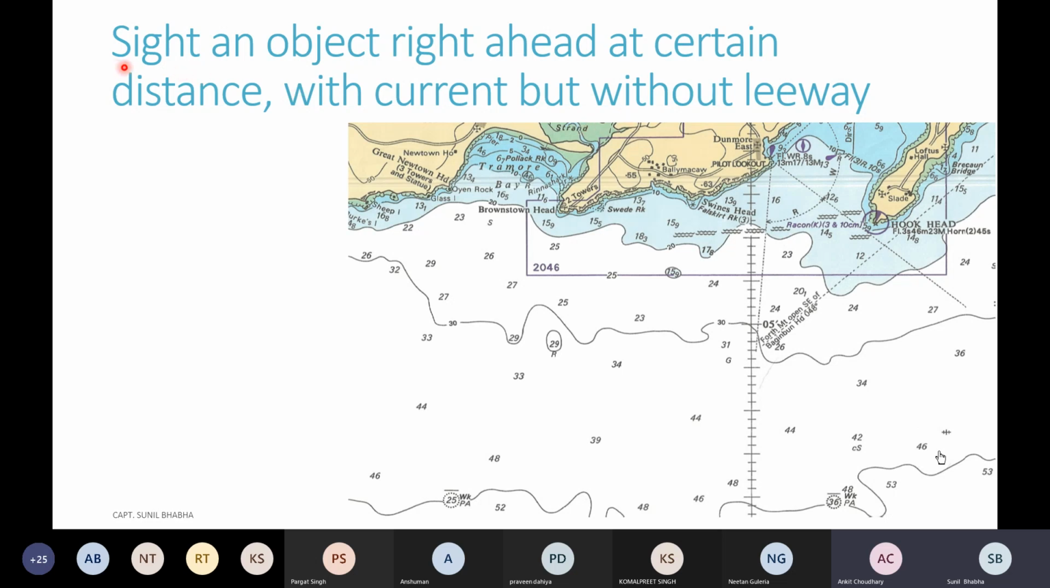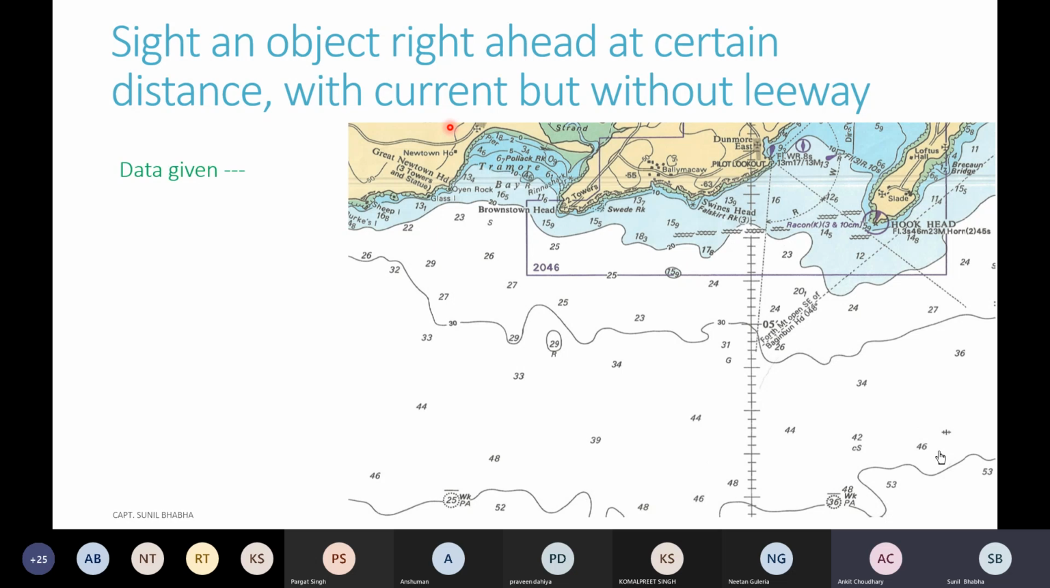As you see, we need to sight a particular object, most of the time a particular lighthouse. It should be right ahead at a given distance, and there is some current in that area. So we need to find out our CTS. The CTS is not known to us, so that the lighthouse is right ahead at the given distance.